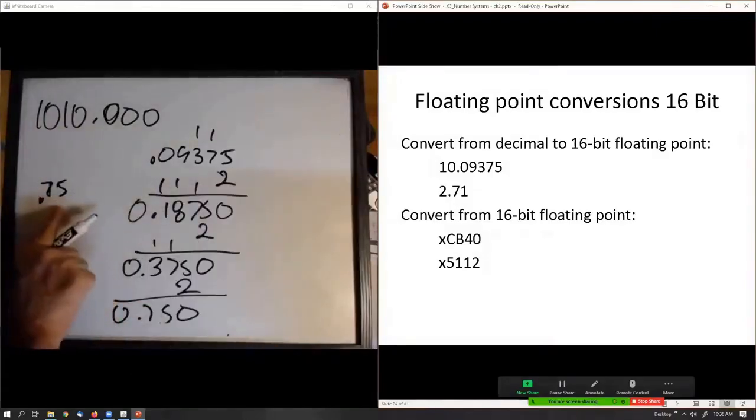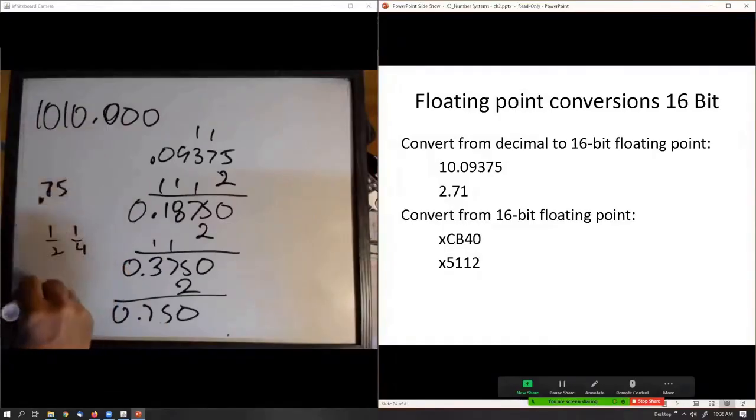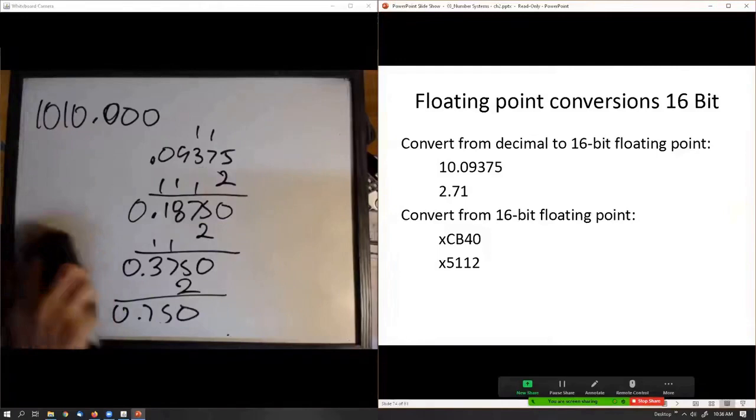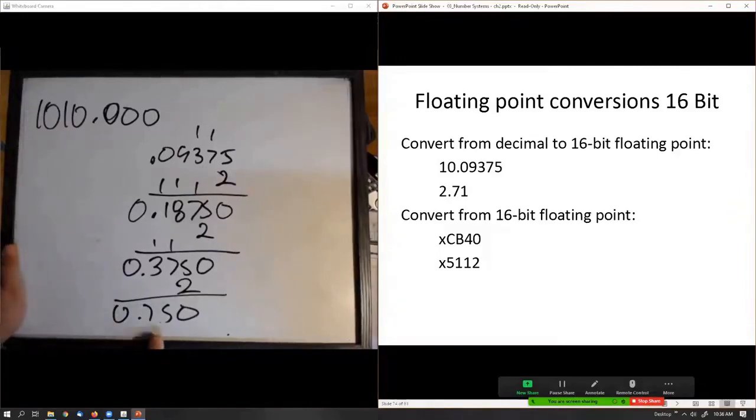If I said write that in binary, you'd say, well, that's a half plus a fourth. You could look at that and go, that's actually 0.11, isn't it? Technically, we can do that here. This is going to turn into a 1, 1 on the end of that. If you get to a 0.75, just say, oh, that's 1, 1, and put it up there and be done. If you don't like doing that, that's fine. Let's go ahead and work it out.